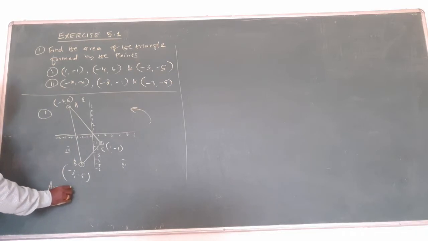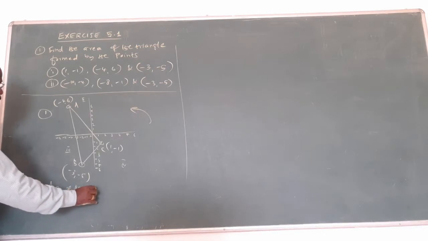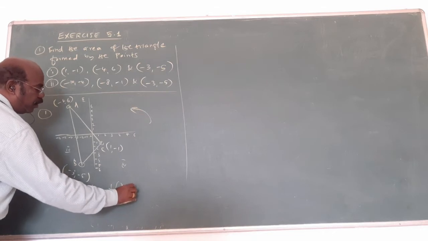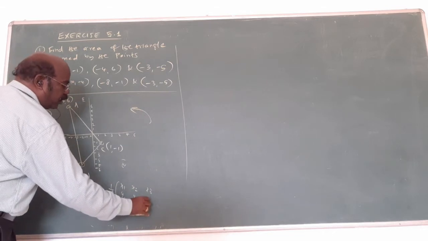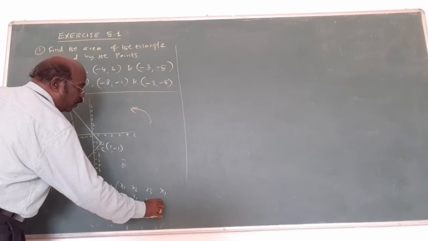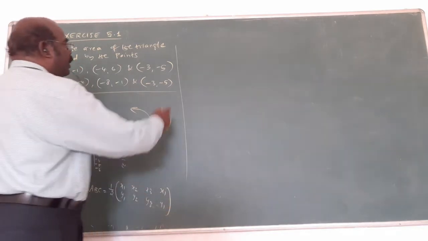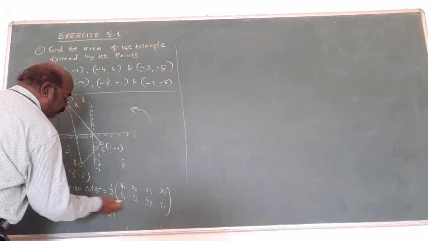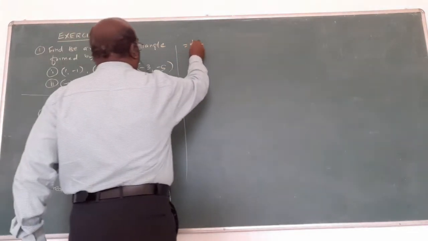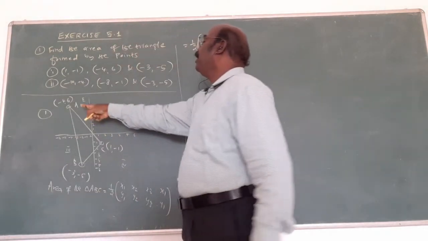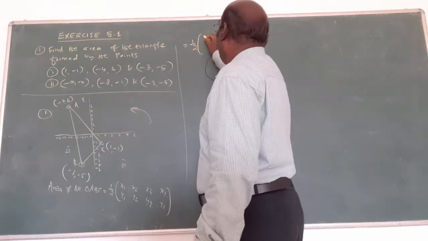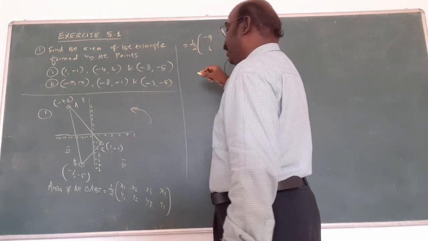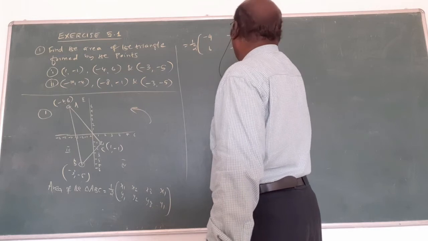What is the formula? Area of the triangle ABC. What is the formula? Half into x1 y1, x2 y2, x3 y3, here again x1 y1. Now this is equal to 1 by 2 into, what is the first point? Minus 4 comma 6. Okay. Next point, minus 3 comma minus 5. Next point, 1 comma minus 1.